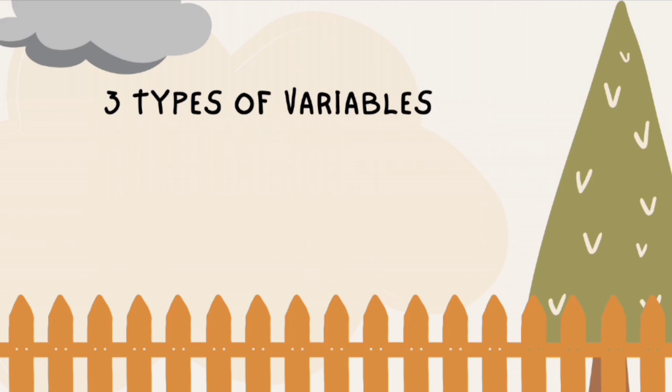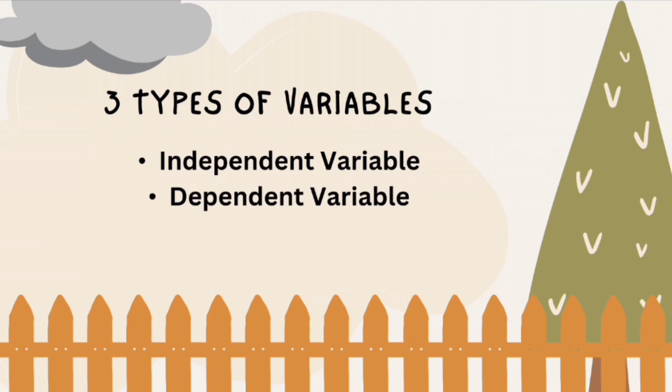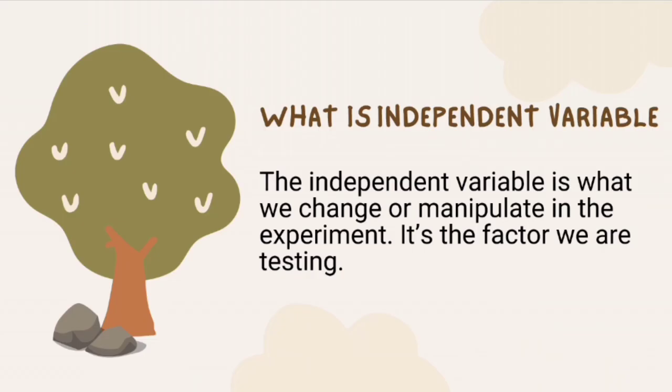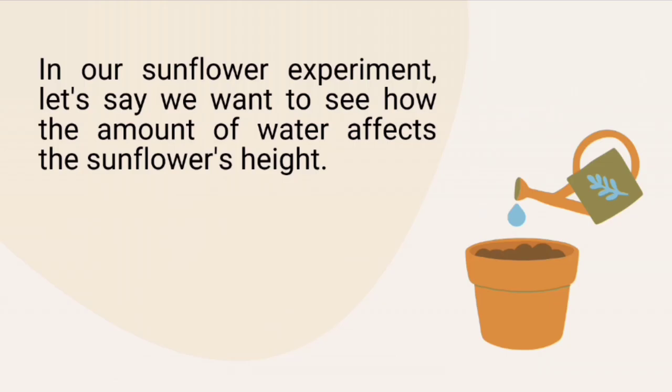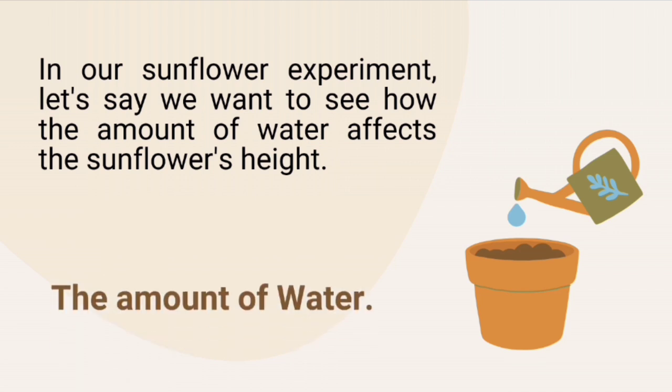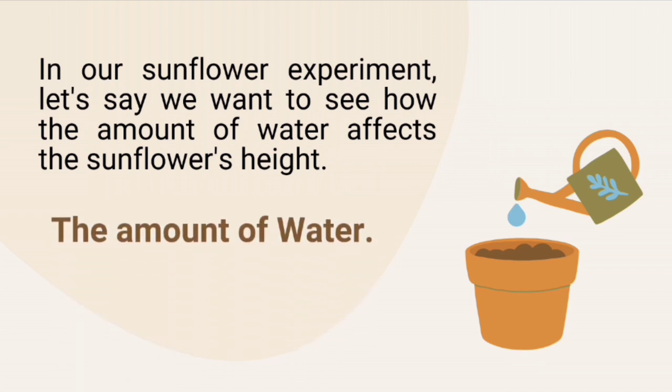Now, in a science experiment, we categorize variables into three types: the independent, dependent, and controlled. Let's first discuss what the independent variable is. The independent variable, class, is what we change or manipulate in the experiment. It's the factor we are testing. In our sunflower example, let's say we want to see how the amount of water affects the sunflower height. So the amount of water will be our independent variable there, class. We're controlling how much water a sunflower gets.